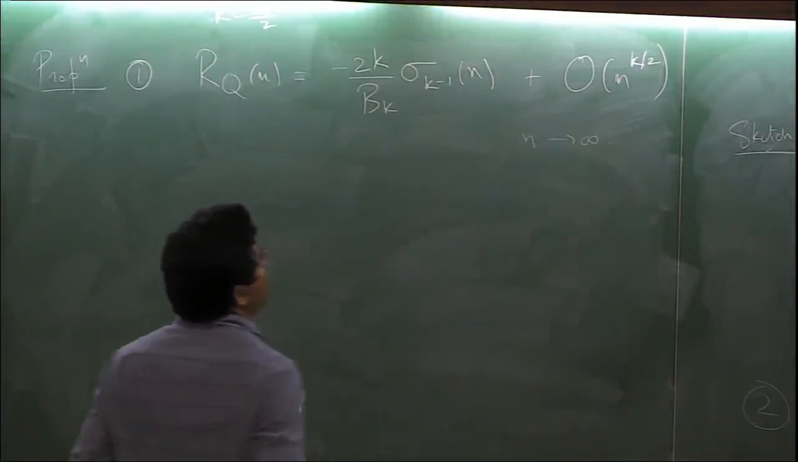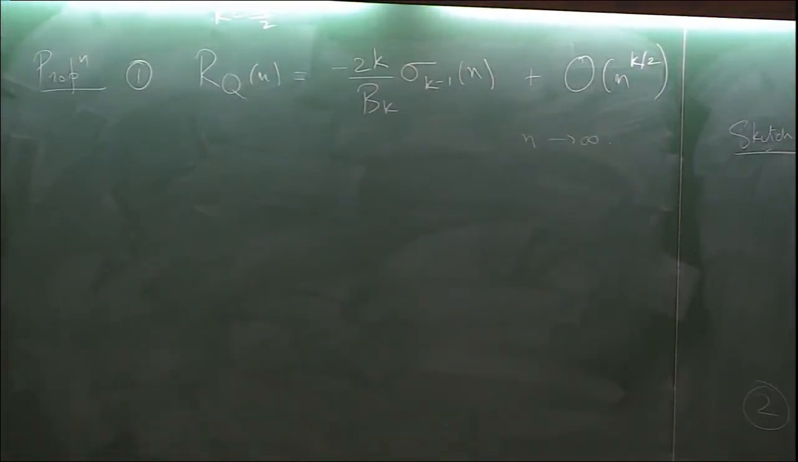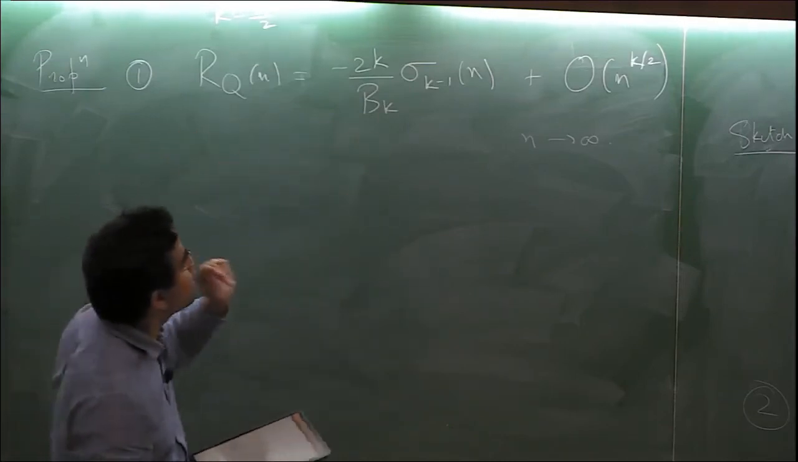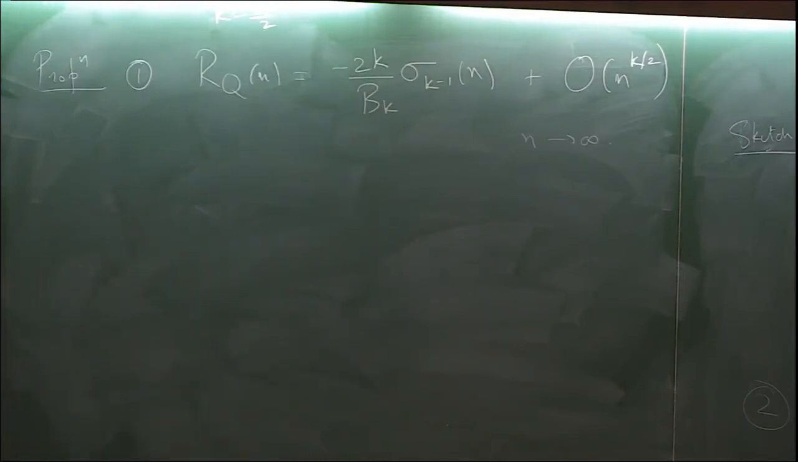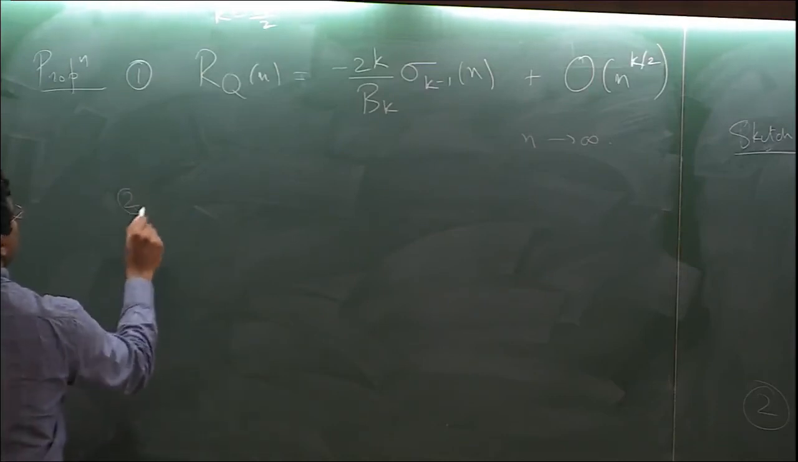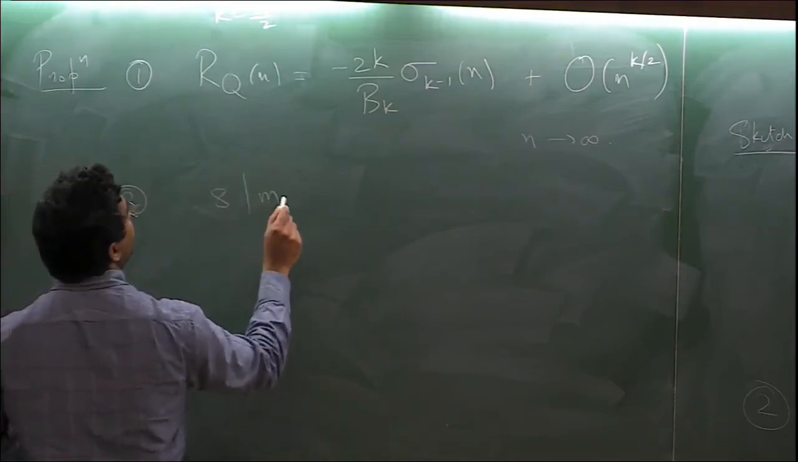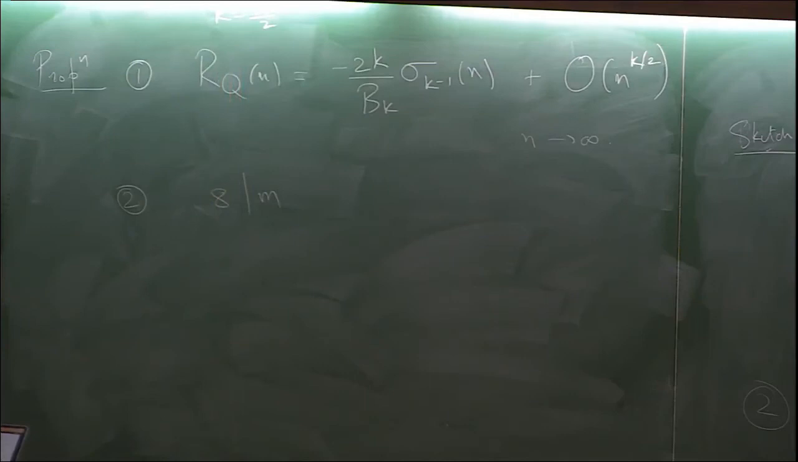Okay, so in the n variable, this is some expression for this. And then two: 8 divides m, or 4 divides k.